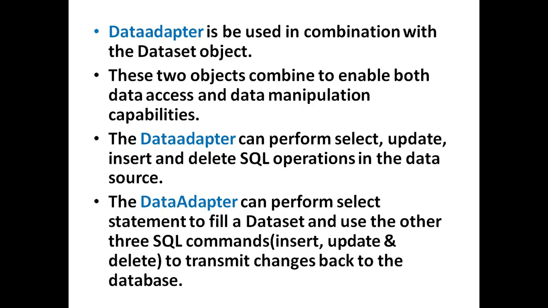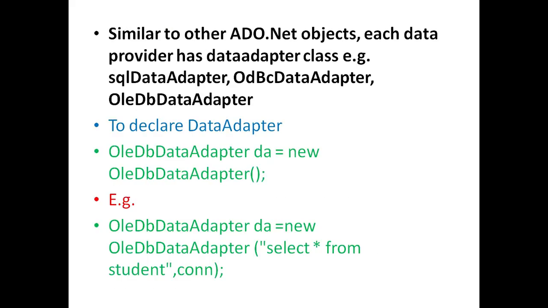A data adapter can perform select, update, insert and delete SQL operations in the data source. It can use a select statement to fill a dataset and use the other three SQL statements, insert, update and delete, to transmit changes back to the database. Similar to other ADO.NET objects, each data provider has a data adapter class. For example, SqlDataAdapter for SQL client, OdbcDataAdapter for the ODBC provider and OleDbDataAdapter for the OLEDB provider.